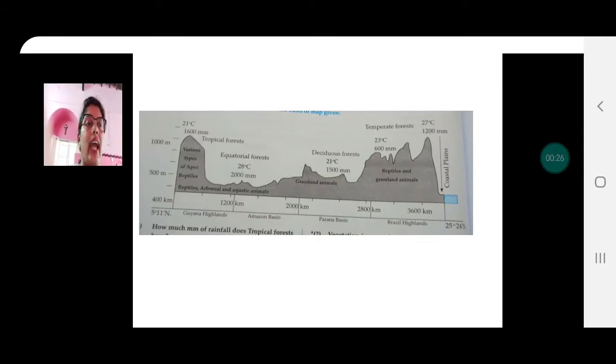Now, if you look at the picture that is given there, you already find that there is a little mistake in the cross section. How will you understand the mistake? What is the mistake here? Now, if you look at the figure, 5 degrees 11 minutes north, this is the starting point of Brazil, right? And we have Guiana Highlands in that region. But in the book, we have been given as Andes Mountain.